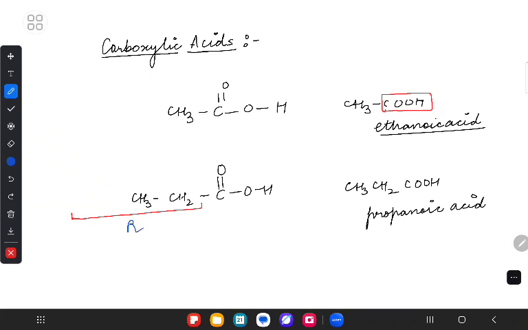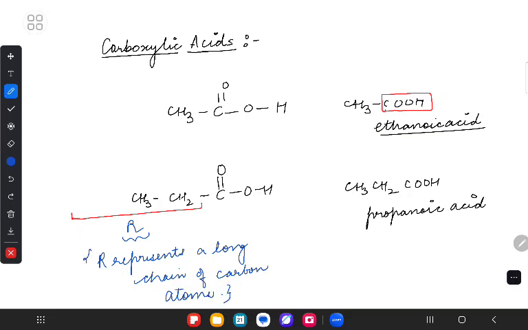Out of anything else that is coming up here, we have these terms. So we are going to have R. What does R represent? R represents a long chain of carbon atoms. Yes or no? So when R represents a long chain of carbon atoms, what does that mean? That one thing that remains common in all the carboxylic acids is the COOH group, which structurally looks something like that.